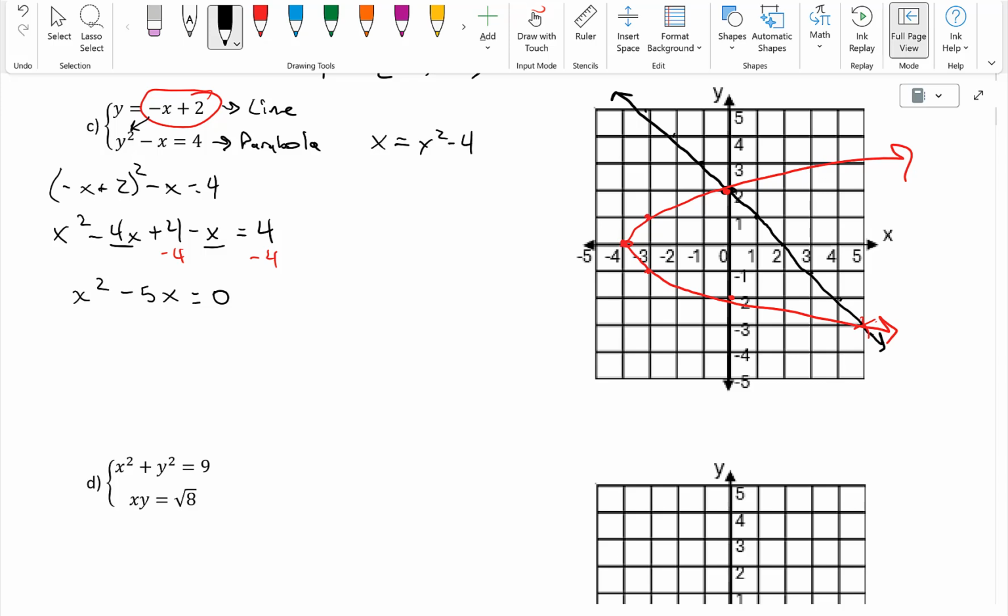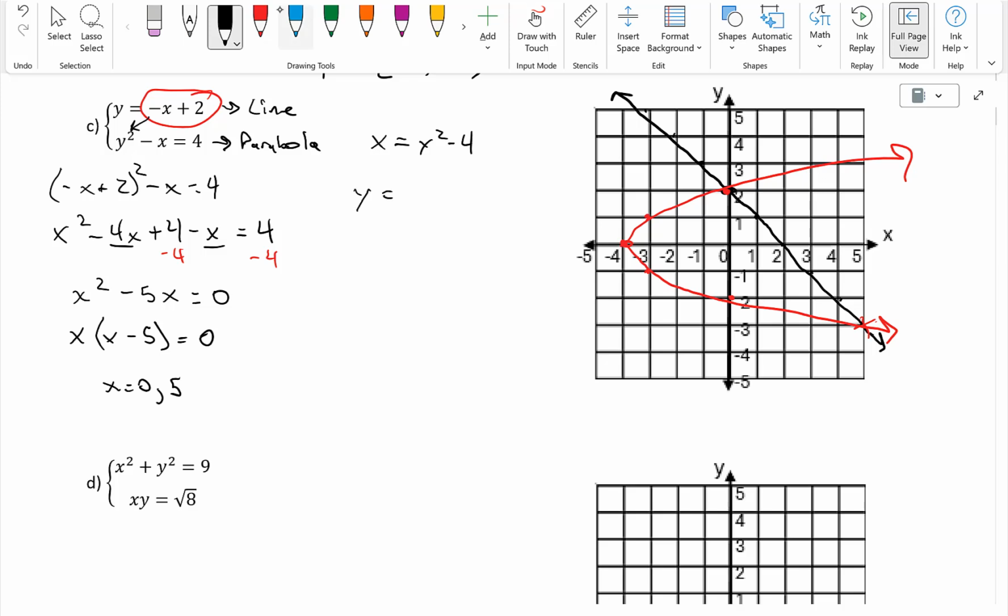And if I factor there, my GCF is x. I'm left with x times x minus 5 equals 0. So x would be 0 or 5. And so, yeah, it looks like we might have hit both with that graph. But we want to confirm and also solve for y. So my parabola is already here, x equals y squared minus 4. Nah, that's my x on the wrong side. So let's use the line to find our values for y.